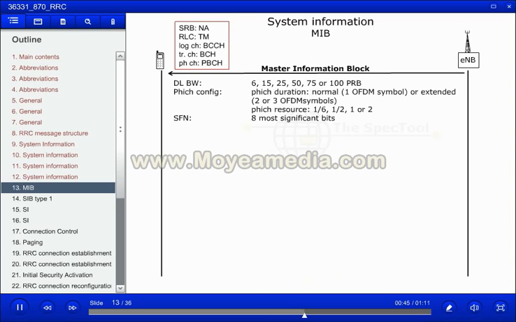MIB includes information about downlink bandwidth in number of physical resource blocks, PHICH configuration and system frame number. PHICH duration gives the number of OFDM symbols on which PHICH will be mapped, and from PHICH resource the number of PHICH groups will be calculated. The system frame number consists of 10 bits and is used to identify radio frames to, for example, provide scheduling information.